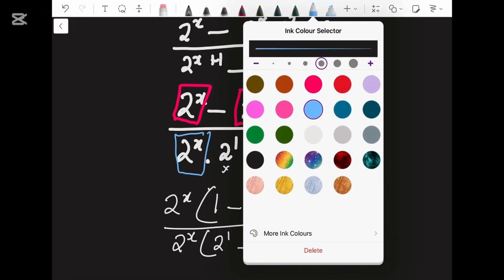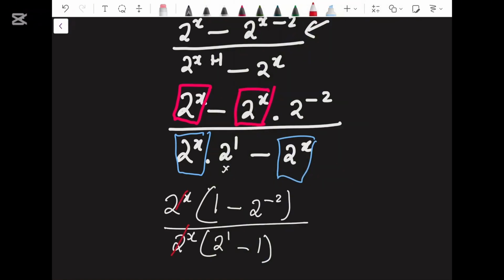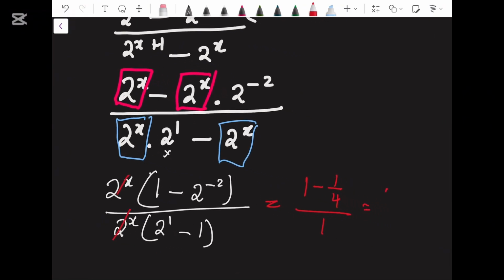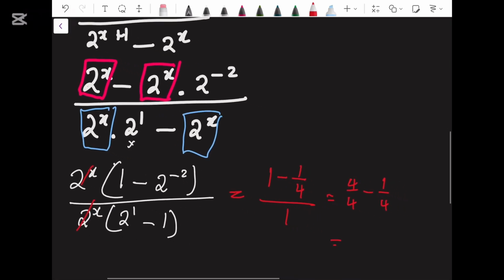So now this and that divides, so we are left with, in the numerator, 1 minus 1 over 4, because 2 to the exponent minus 2 is the same as 1 over 4, over what? Over 1. And then what is 1 minus 1 over 4? The final answer here will be 3 over 4. And then I'm done with the first part.